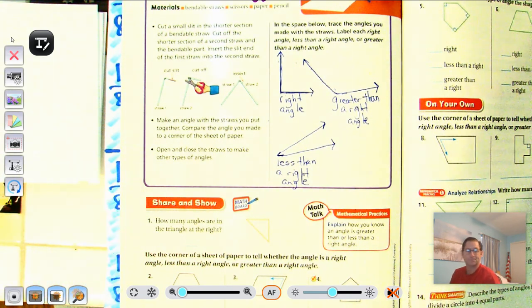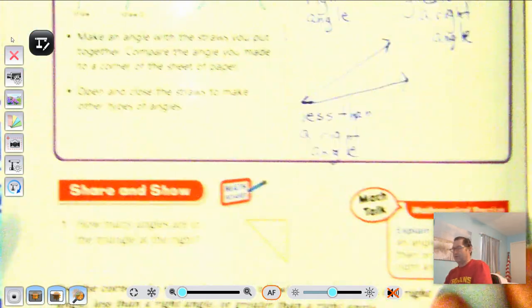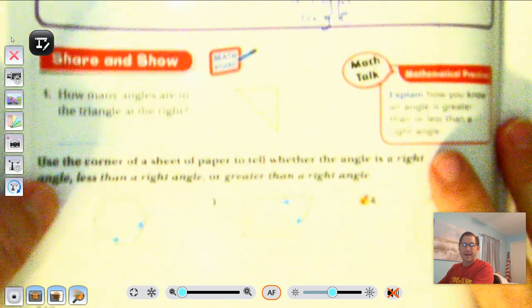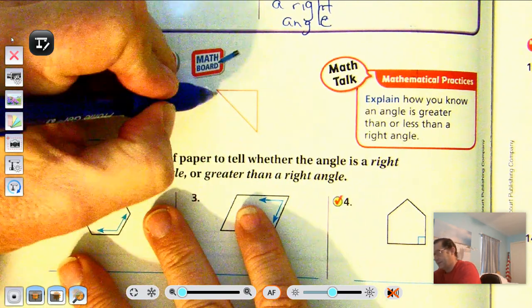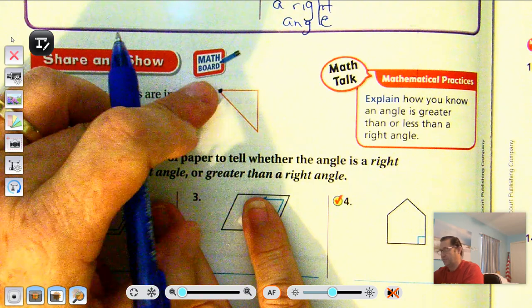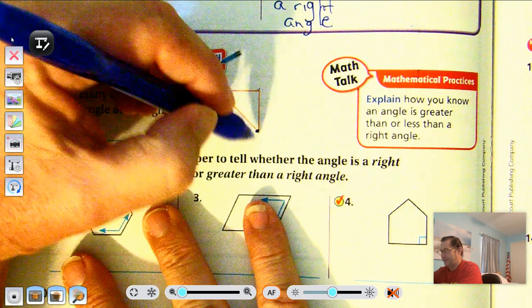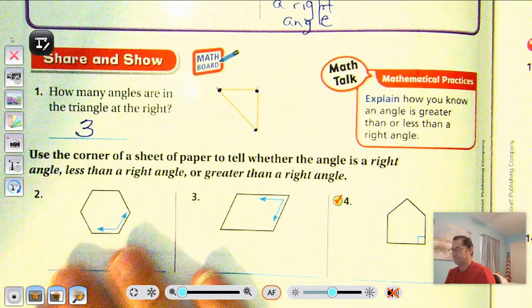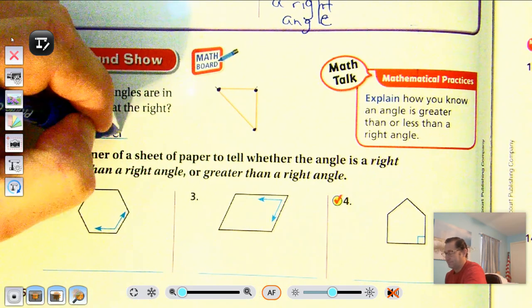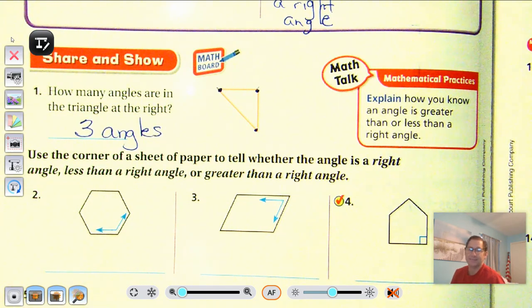So let's look at number one. How many angles are in the triangle at the right? So remember, angles are formed in a figure by two line segments sharing an endpoint. So those two share this point. This one and this one share this endpoint, and this line segment and this line segment share there. So how many angles do we have? We have three. Three angles. And you'll find that the number of angles matches the number of sides.